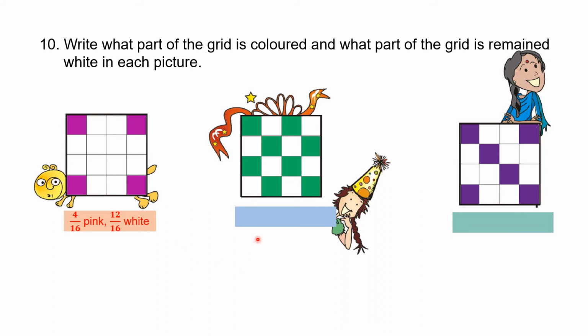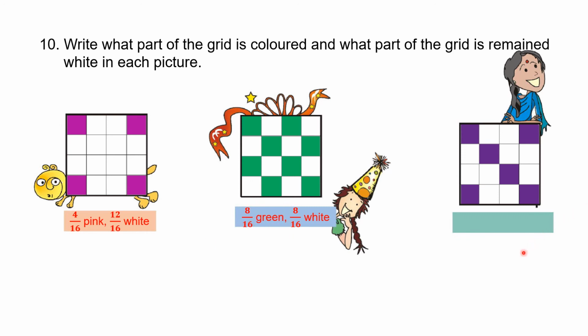In the same way, let us count the number of green squares here. 1, 2, 3, 4, 5, 6, 7, 8. 8 by 16 green and the remaining 8 by 16 white. Let us count the white squares also. 1, 2, 3, 4, 5, 6, 7, 8. So 8 out of 16. 8 by 16 green, 8 by 16 white.